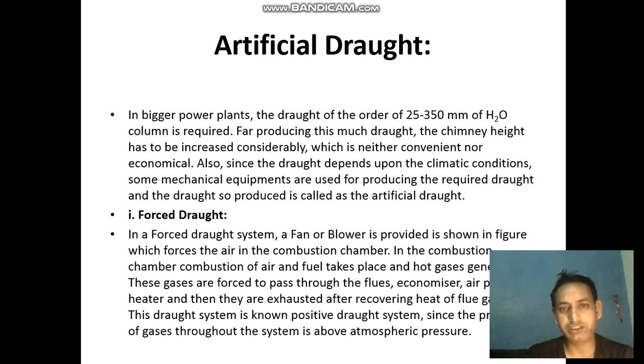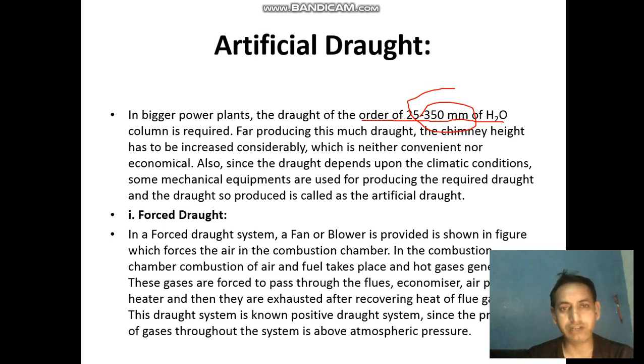So to combat these drawbacks, the artificial draught comes into the picture. In artificial draught, only fans or blowers are utilized. In this case, the draught is of the order of 20 to 25 mm of water up to 350 mm of water, because this also has certain limits; it cannot go beyond 350 mm of water. But this 350 mm of water is the very high side of the draught, and it is sufficient for meeting the demands.